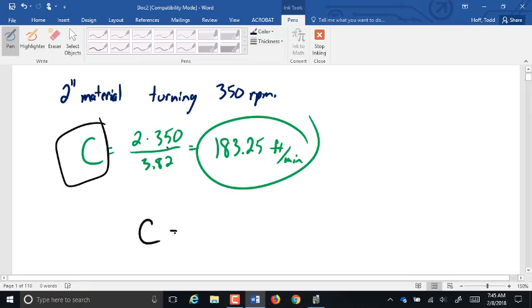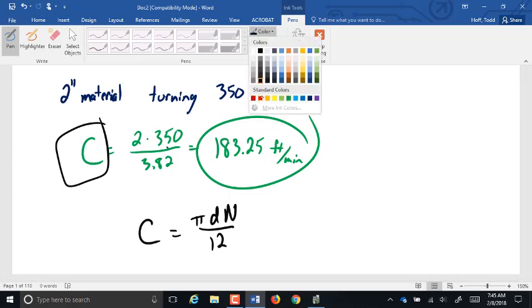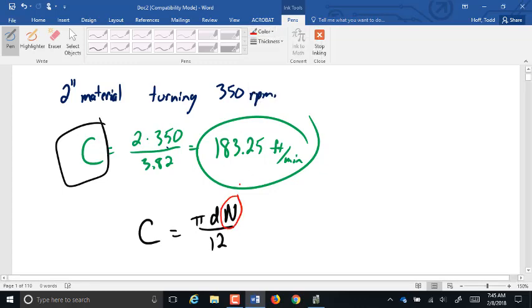So your cutting speed, pi dn over 12. Most of the time, what you're looking for is this number right here. How many RPM should I run it at?